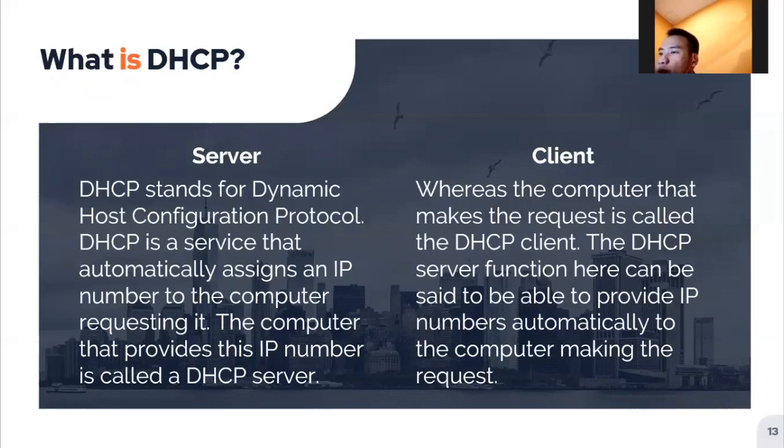The computer that provides this IP number is called the DHCP server, whereas the computer that makes the request is called the DHCP client. The DHCP server's function can be said to be the ability to provide IP numbers automatically to the computer making the request.